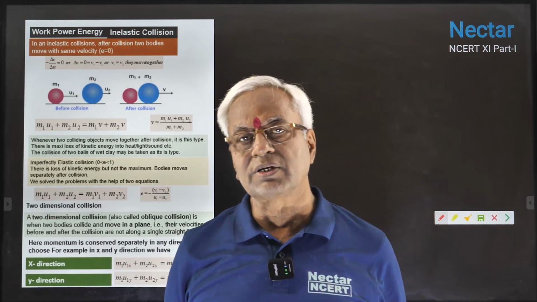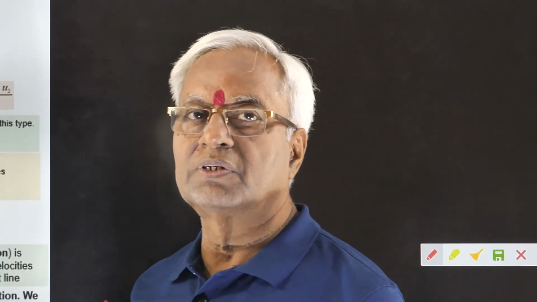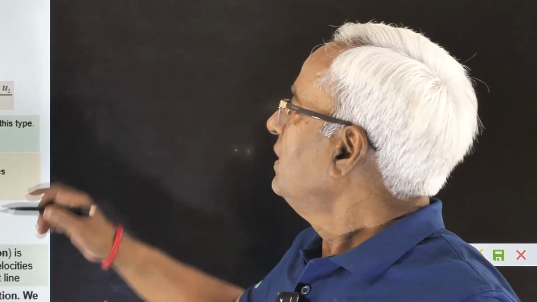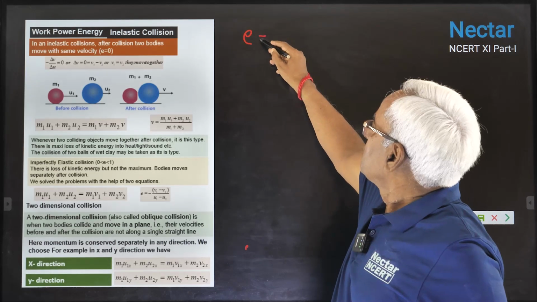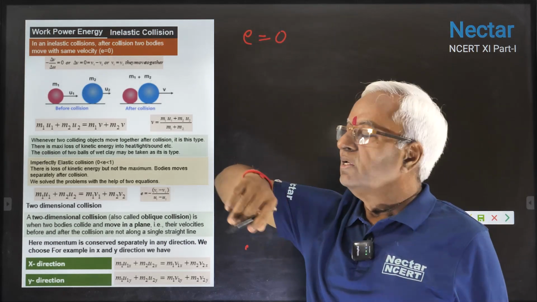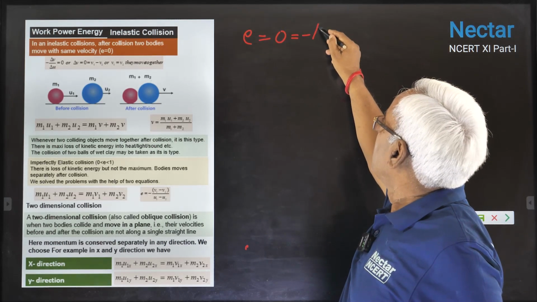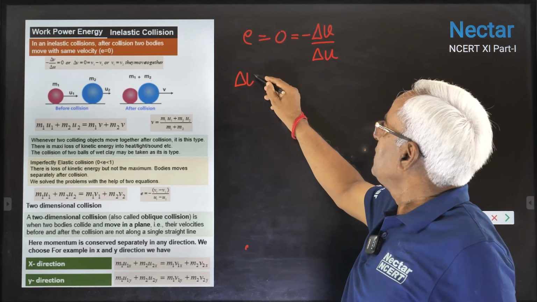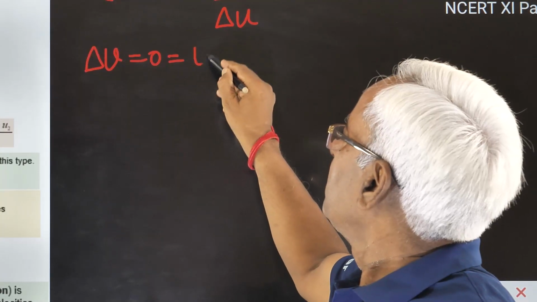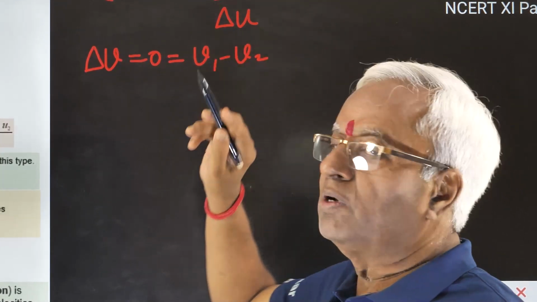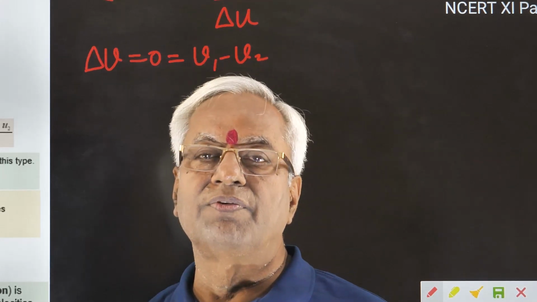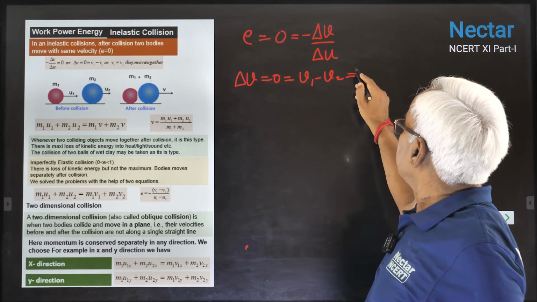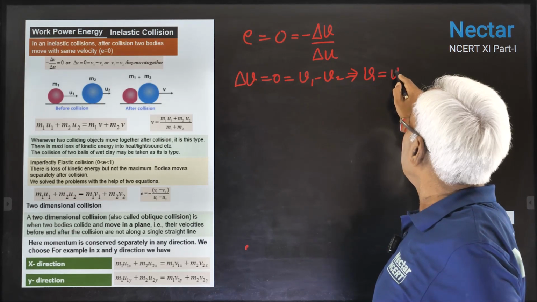Perfectly inelastic collision. You might use the term plastic also. Inelastic stands for plastic. Here e equal to 0. And since e is equal to minus delta v upon delta u, you get here delta v equal to 0, and delta v is nothing but the difference of two velocities that you call relative velocity. v1 minus v2 equal to 0 simply concludes that v1 equal to v2.